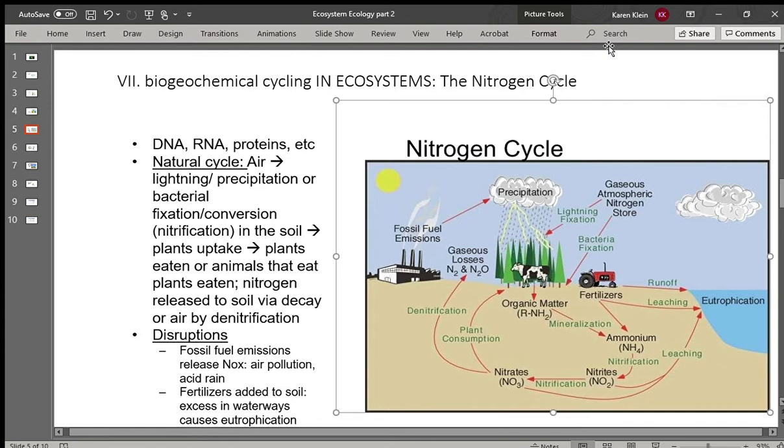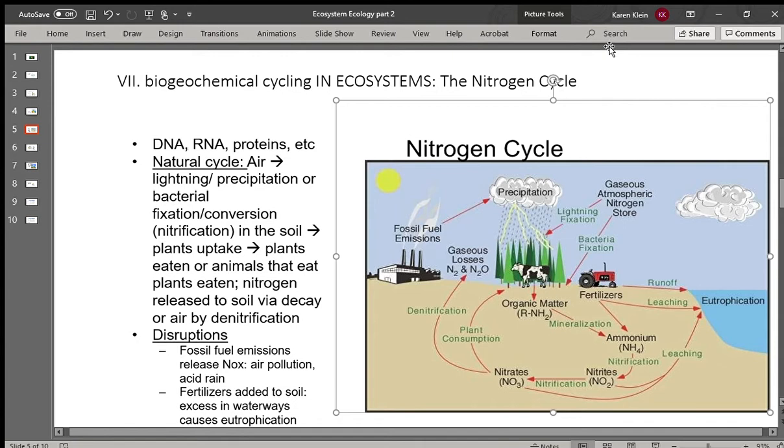Now, as for how nitrogen cycles in and around an ecosystem, most nitrogen is actually found in our atmosphere. The air around us contains all kinds of nitrogen. In fact, there's more nitrogen in our atmosphere than there is oxygen. And one might say, well, there you go, that's how we get it. We breathe it in from the air around us.